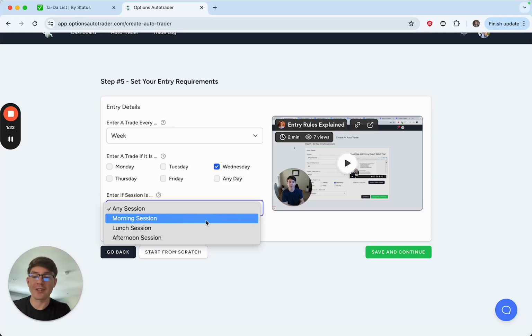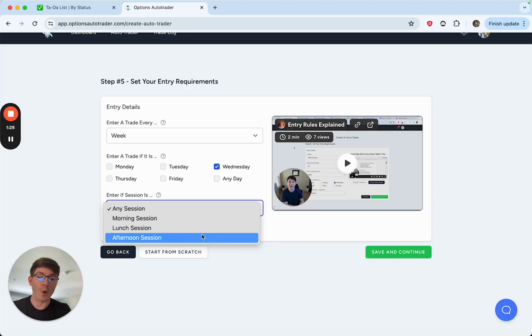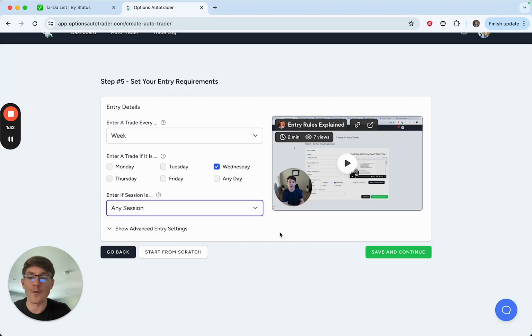Next, you have the lunch session. That is from 11 a.m. to 1 p.m. That's lunchtime. And then you have the afternoon session. That's 1 p.m. to 3 p.m. To kind of judge when your trade will be entered. So if you have a preference on what time of day your trade enters, that's where you set it.